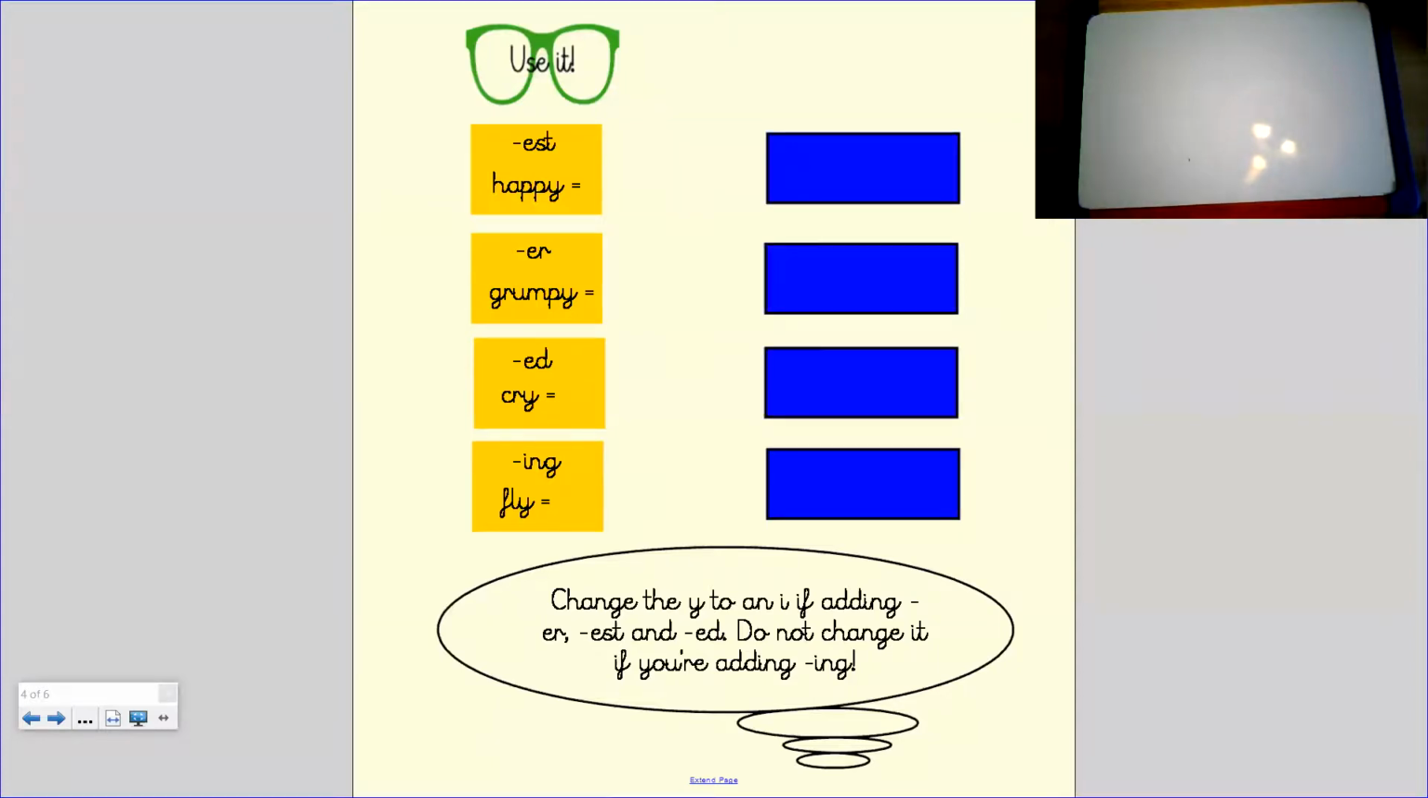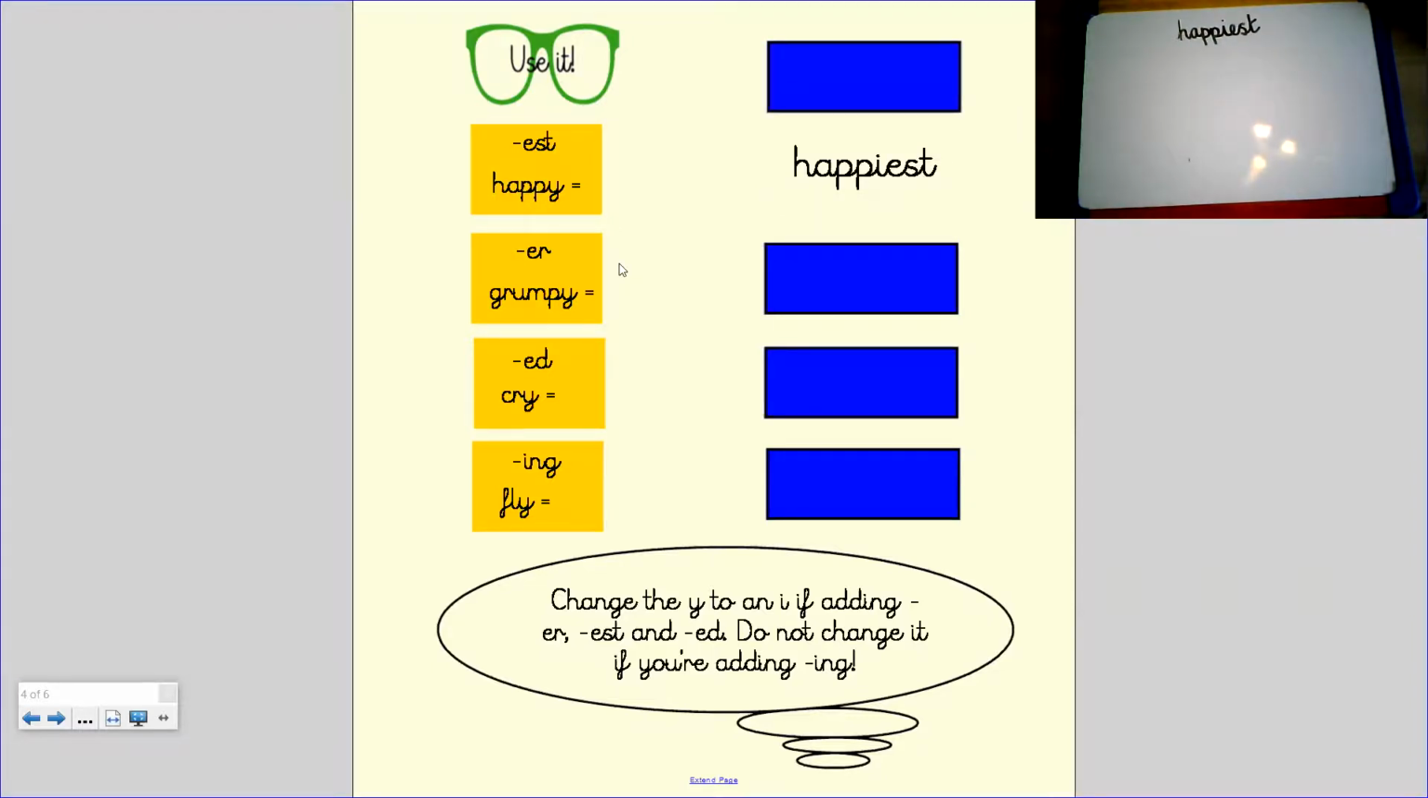Okay, let's see if you are right. So we've got happy and est. I'm going to show you on my board just here. So happiest. Now I'm adding my suffix est. So I need to remember to turn that y into an I before adding my suffix. Who spelt it like that? Well done if you did.